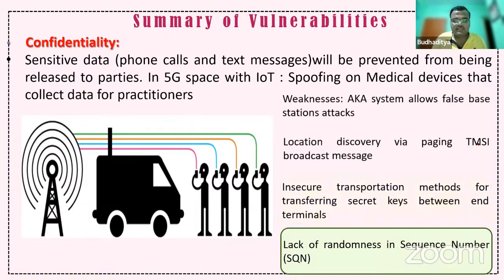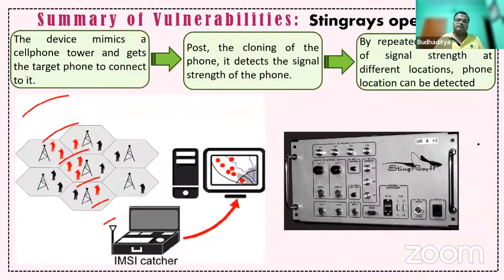Another thing that comes in with respect to another aspect is called a stingray operation. All right. I think many of you might have seen it, or I don't know how many of you have heard about it. It's like that IMSI catcher, we call it. The process is very simple. The device mimics a cell phone base station, the false base station that I was talking about. So this device will act as if it will clone the phone.